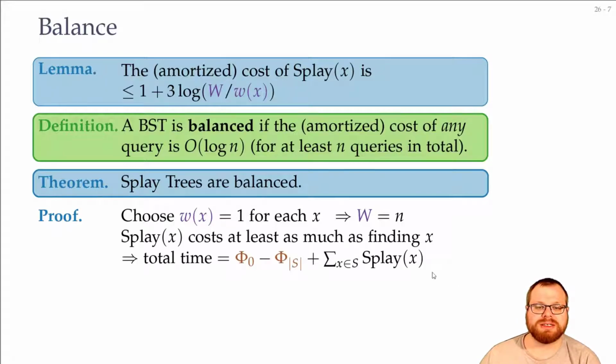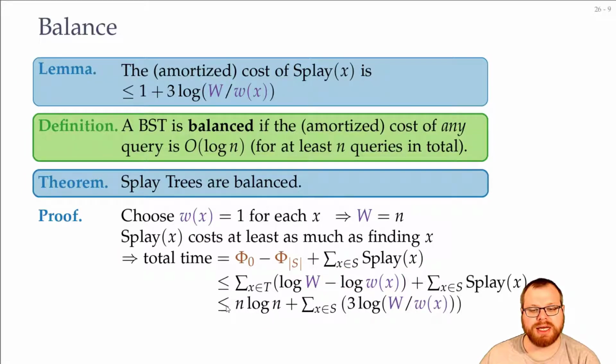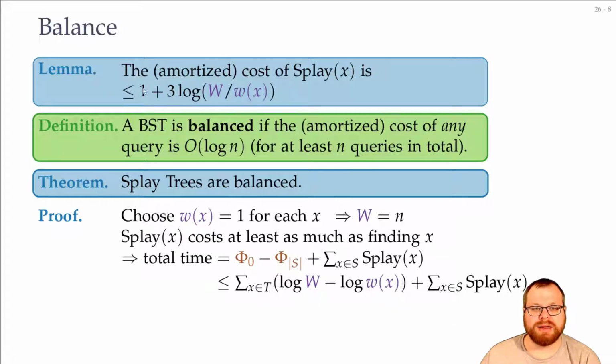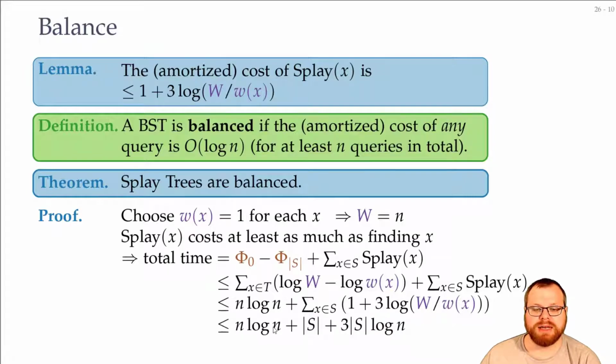Now the total time we spent is the change in the potential plus the amortized cost of the splay operations. And this we found out on the previous page. This is just log capital W minus log small w of all of them. And if we plug in these numbers, this is n, this is a 1, so this here becomes a 0. This is just n log n. For this, we apply the access lemma, so we plug in this term. And again, this is n, this is always a 1, so this here is always 3 log n. So we sum up the 1 s times, the 3 log n s times, so we get n log n plus s from here, plus 3s log n from here.